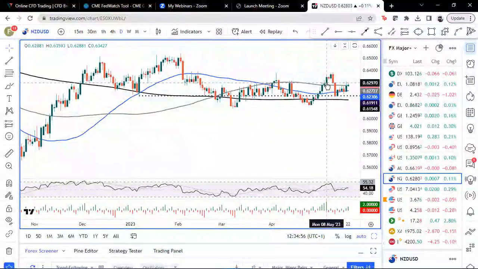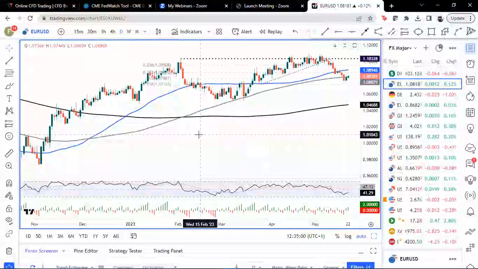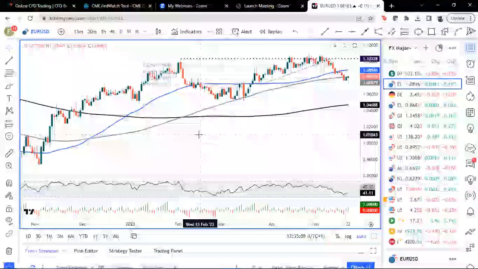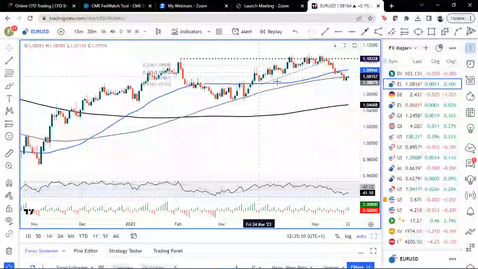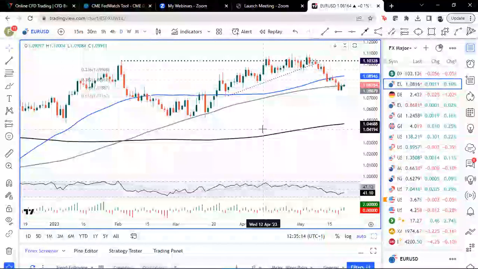Okay, just quickly, we'll look finally at some of the euro stuff. So we've got the euro dollar chart here. We do on Tuesday have flash PMIs. They could play quite a significant role in either putting a floor to this sort of euro slide that we've seen, or potentially deepening the losses in the single currency.